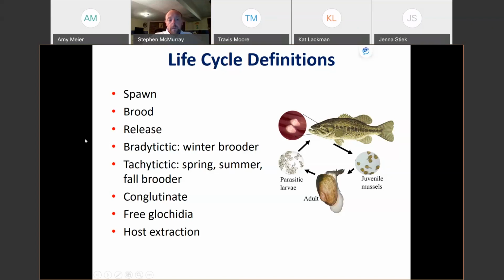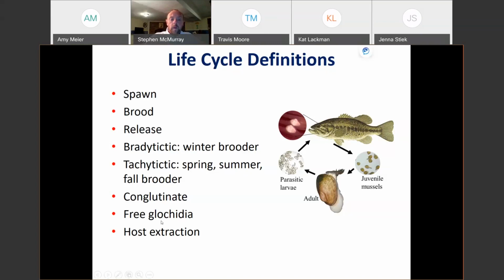Now, Glochidia, the larval form of freshwater mussels, can be released as either free Glochidia, where they're just broadcast out into the environment, or they can be packaged up into these packets that are called conglutinates that look like fish prey, basically, something that a fish, a small fish, or even a large bass would eat.